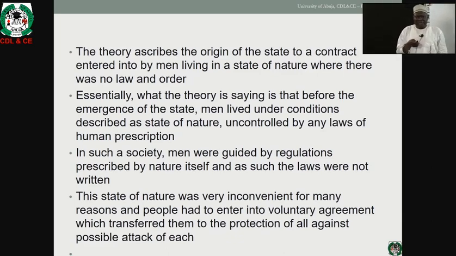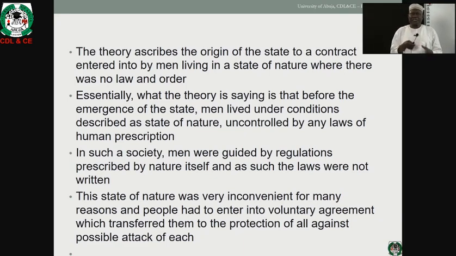In such a society, men were guided by regulation prescribed by nature itself, and as such, the laws were not written. The state of nature was very inconvenient for many reasons, and people had to enter into voluntary agreement, which transferred into the protection of all against possible attack of each.